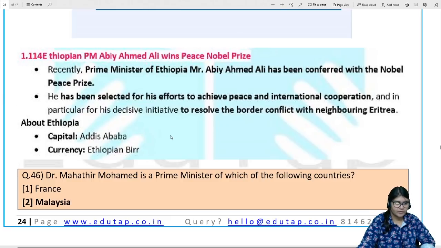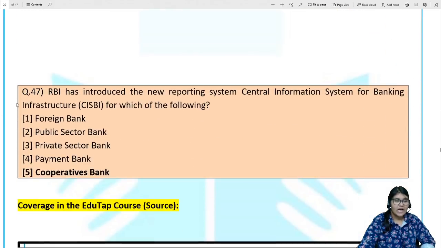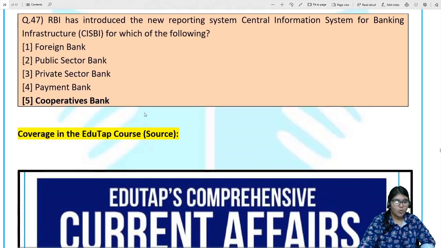Okay. 46th question, Dr. Mahathir Mohamad is the Prime Minister of which of the following countries? Answer is Malaysia. Moving on, RBI has introduced the new reporting system, Central Information System for Banking Infrastructure for which of the following banks? The answer is Cooperative Bank.